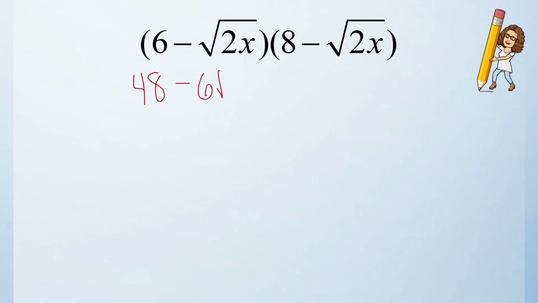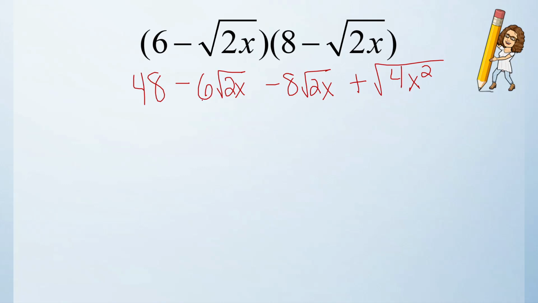That'd be 6 square root of 2x. Excuse me. I think I said the wrong thing earlier. Minus 8 square root of 2x. And then plus, I'm going to multiply the insides, the radicands. I'm going to get 4x squared there.